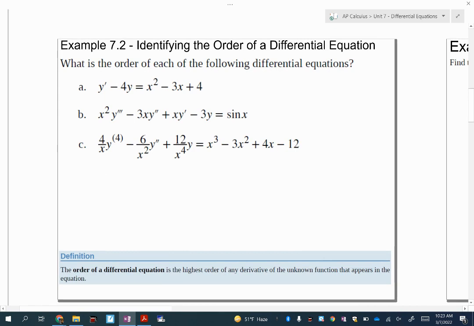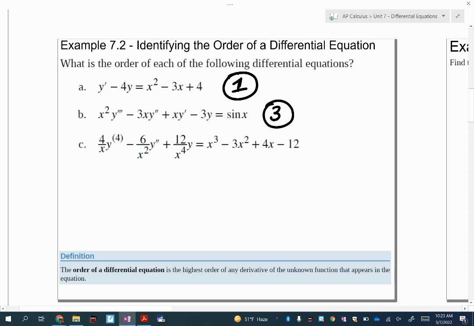Just like the one I just mentioned, in part A, you've only got one derivative, it's y prime. So the order is going to be 1. In part B, you've got actually 3 instances of derivatives. You've got y triple prime, y double prime, y single prime. So the highest one is going to be the third order, y triple prime.